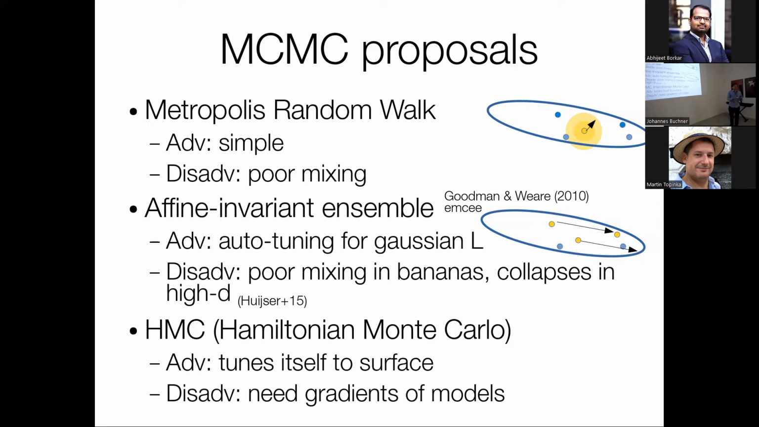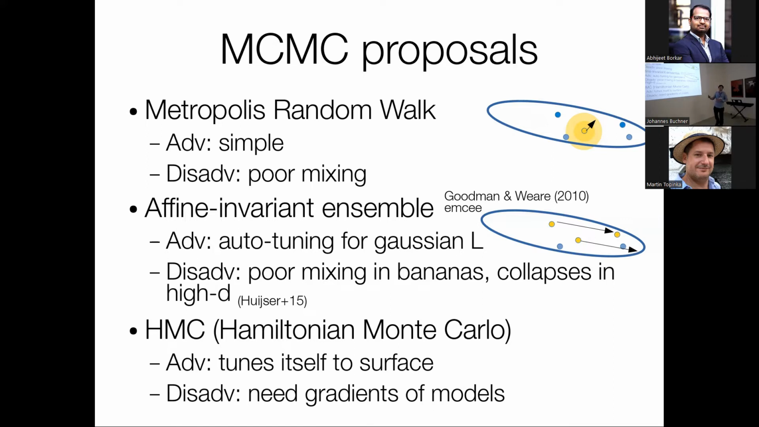That has the very nice property that because your walkers are already distributed near or in the shape that you're trying to explore, it adapts to the geometry of this space. But it really only works if your correlations are Gaussian. If you have bananas or some complicated shapes, it doesn't work as well. It also has odd properties in higher dimensions, like 20, maybe 50 dimensions. It tends to collapse to a linear subspace, and there's an interesting paper on that.